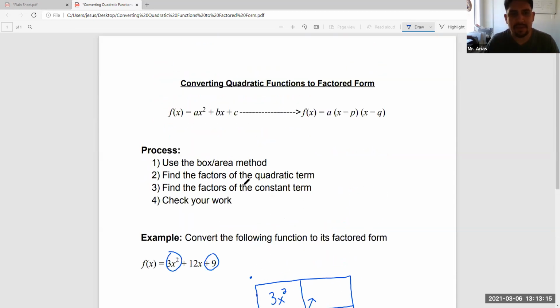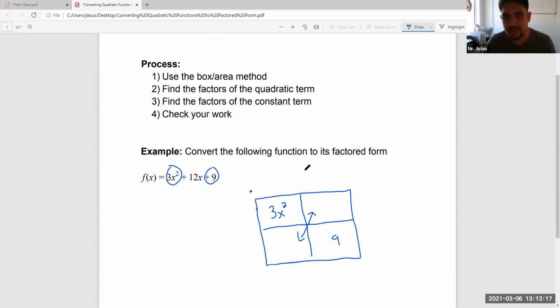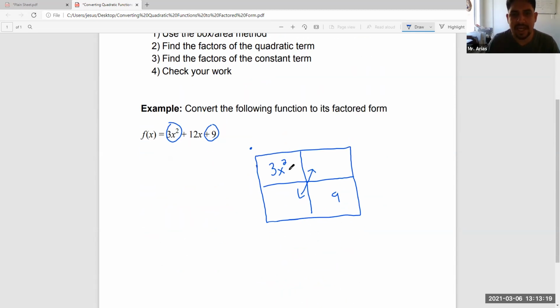So the second step is to find the factors of the quadratic term. What that means, ladies and gentlemen, is that we are going to fill out these 2 spaces along the base and the height of my box in such a way that those turn out to be factors of 3x to the power of 2. Now, if you think about it, can you think of any potential terms that when I multiply them, they would provide this answer, 3x to the power of 2?